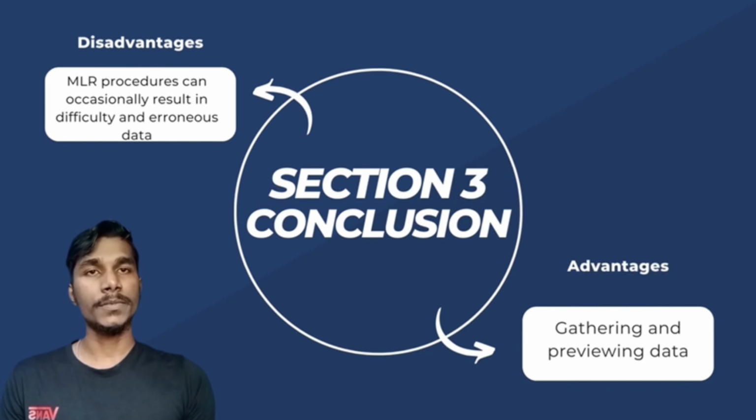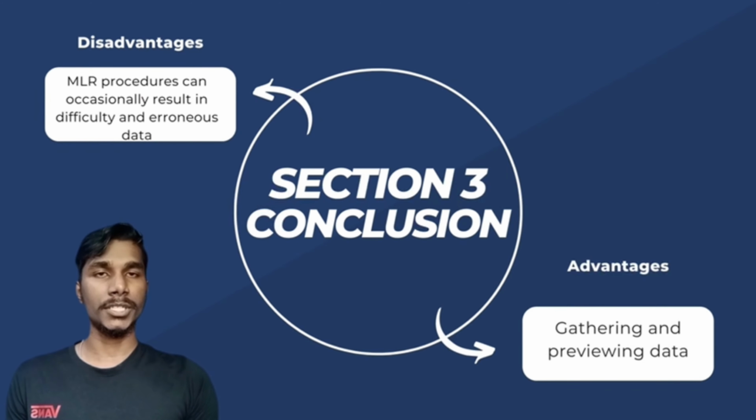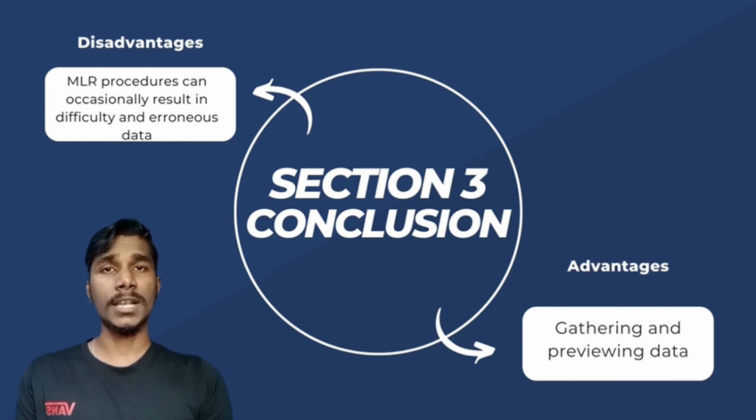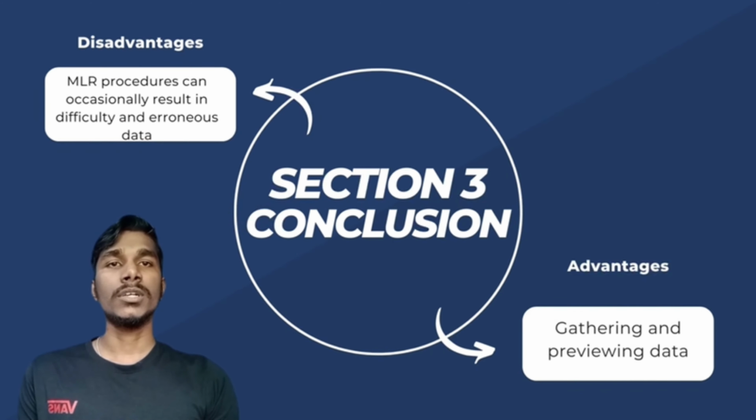In conclusion, as we know, there are two techniques in linear regression, which are SLR and MLR. Both are useful for gathering and previewing data. As a result, with SLR and MLR, relevant variables are characterized, approximated, predicted, and logical references are made.